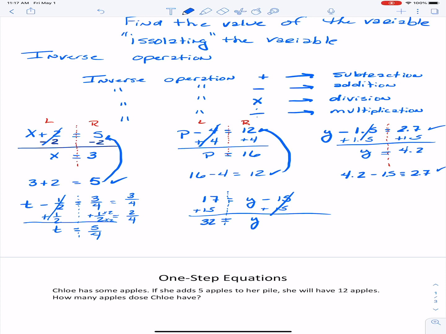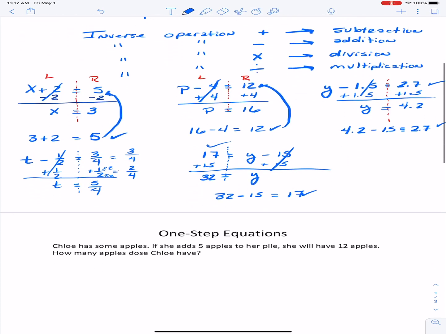If you want to check your work, 32 minus 15 equals 17. And so I got it right. Okay?